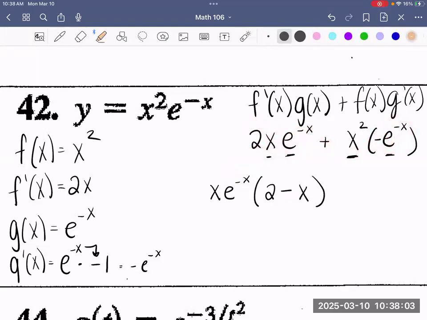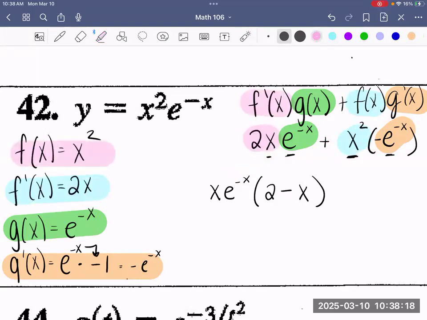And again, I'm just going to spend a moment highlighting, just so you can kind of trace where they come from. Oops, I highlighted the wrong ones, didn't I? And one more.